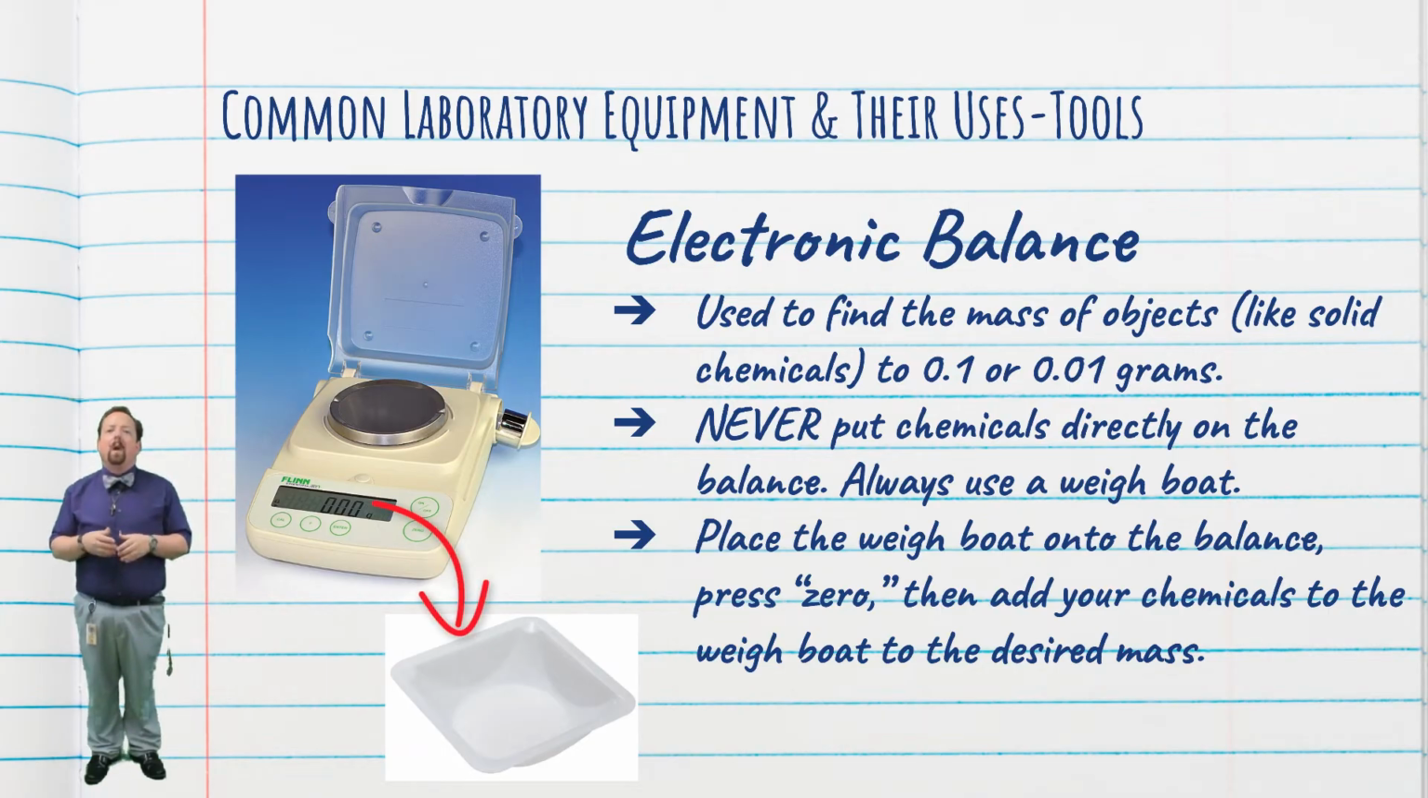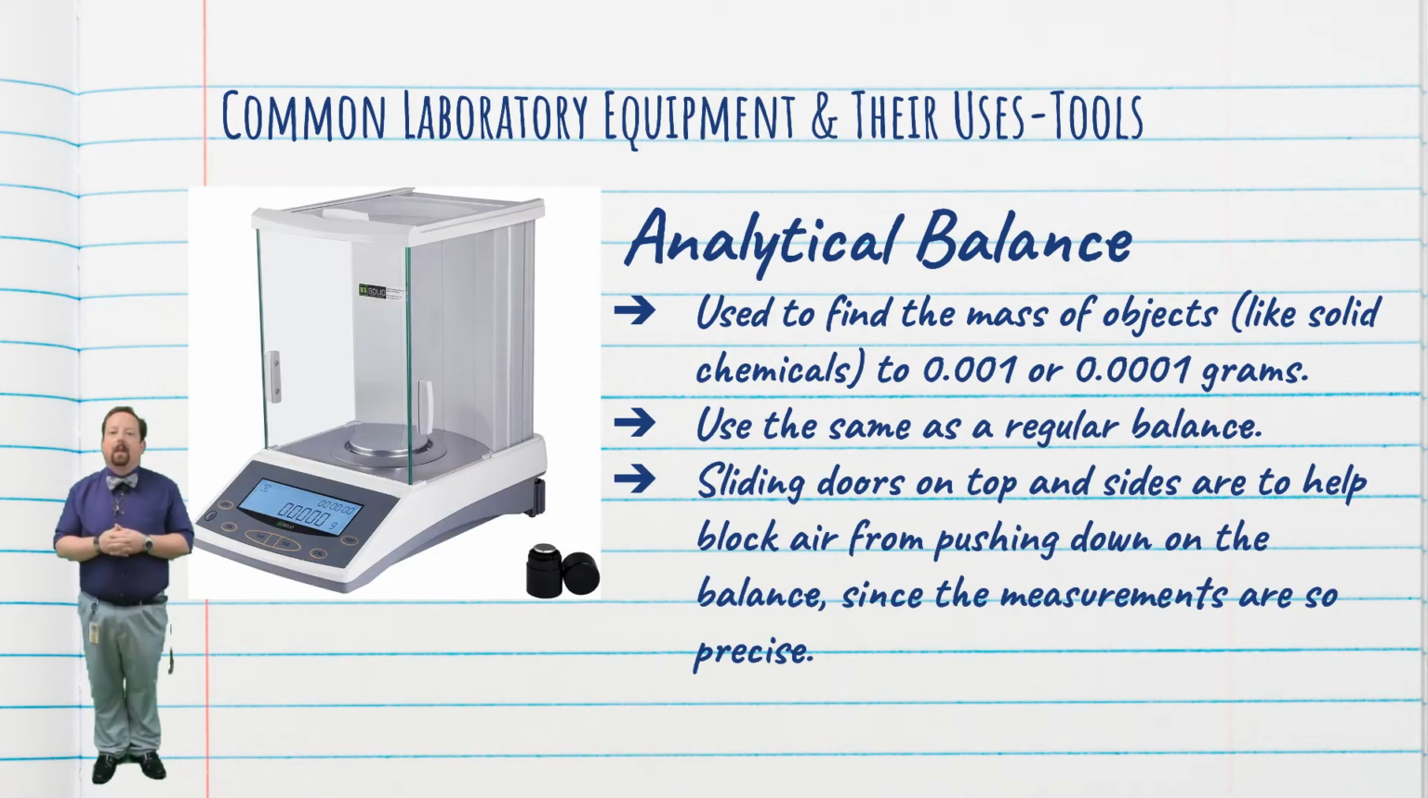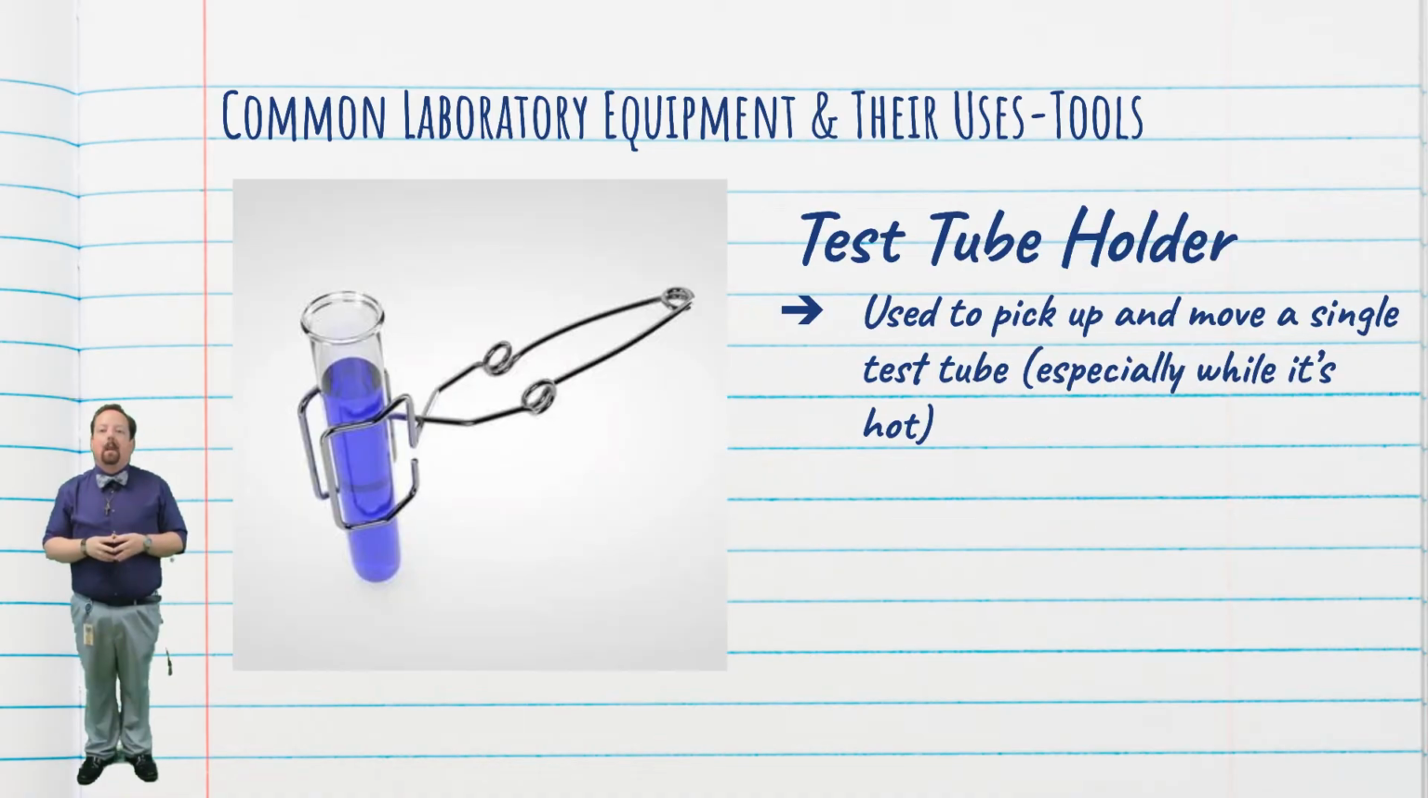We often use a weigh boat for this. An analytical balance is the same as an electronic balance, but it's fancier and measures much more precisely, usually up to the 1,000th or 10,000th of a gram. A test tube holder helps you hold test tubes, especially when you're heating them over a flame and don't want to touch the test tube with your fingers.